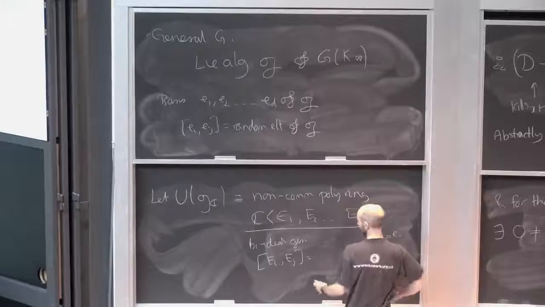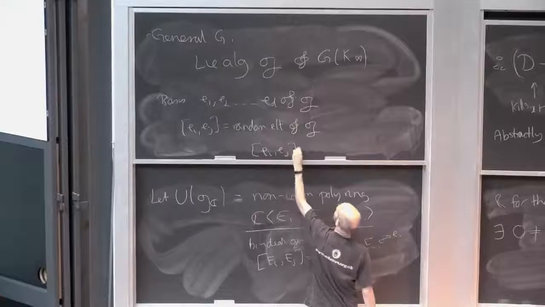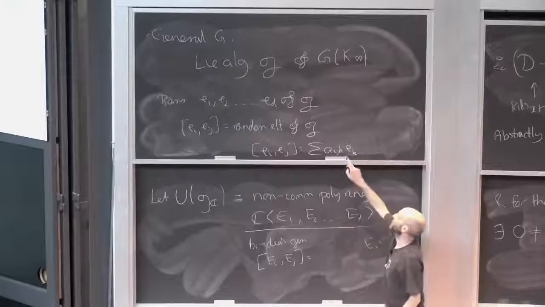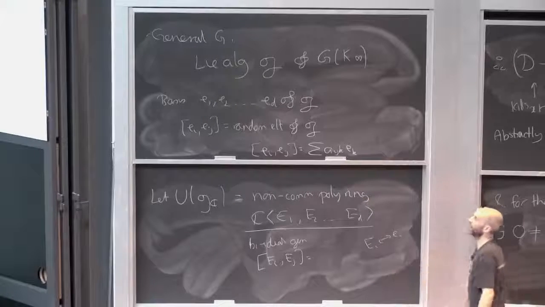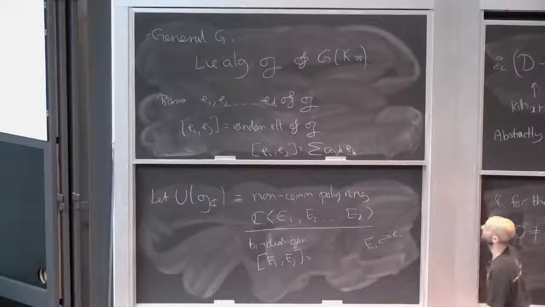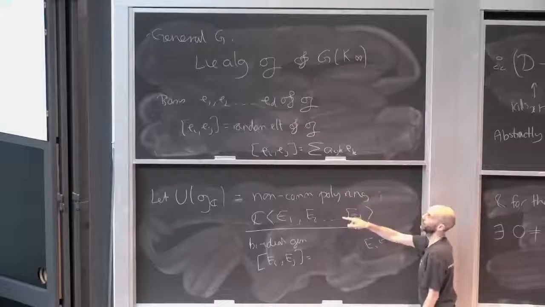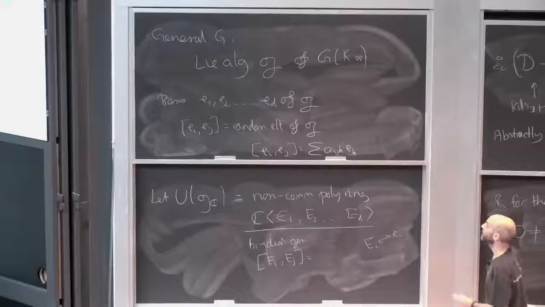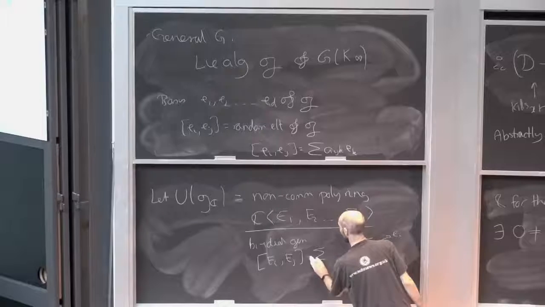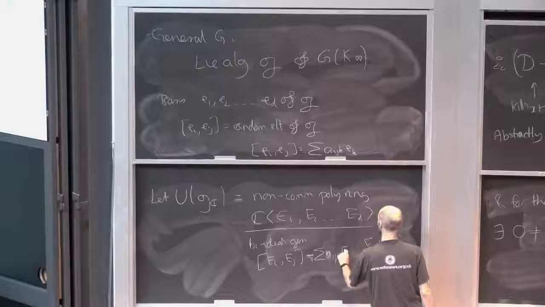If the bracket of e_i, e_j is the sum of a_ijk e_k, then these a_ijk determine the Lie algebra completely. These a_ijk are random real or complex numbers, I guess real numbers in this case. And if you know all the a_ijk, you know the Lie algebra. But the problem is how you're going to check the Jacobi identity. We don't need to worry about that. I'm just going to define E_i, E_j, take away the sum of a_ijk E_k.